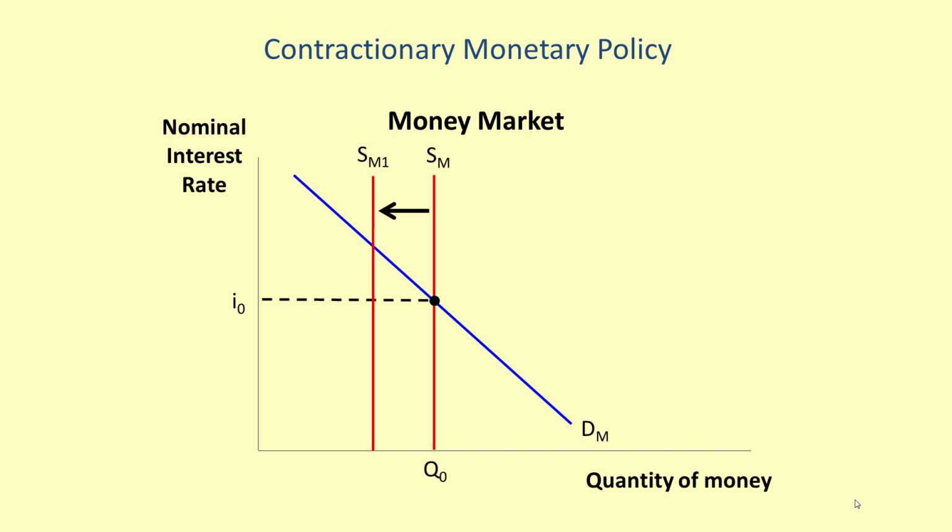The new equilibrium occurs at the intersection of the money demand curve and the new money supply curve. We can see that the equilibrium nominal interest rate rises from I0 to I1. Ultimately, the increase in the interest rate in this market will cause aggregate demand to shift inward. We'll look at how that happens later.